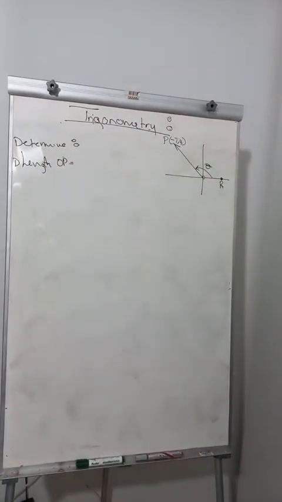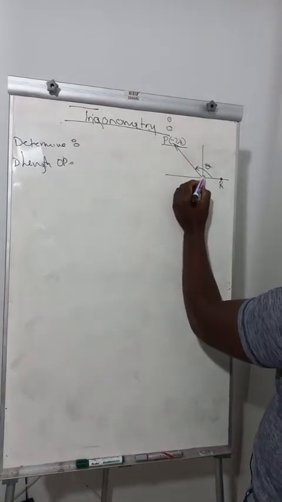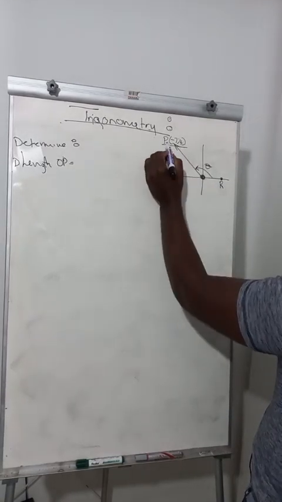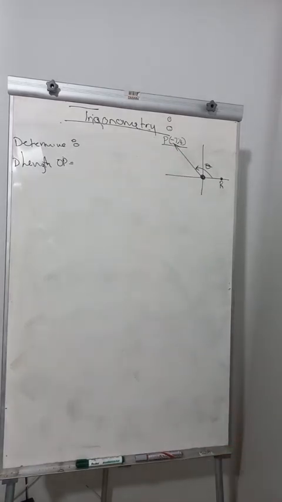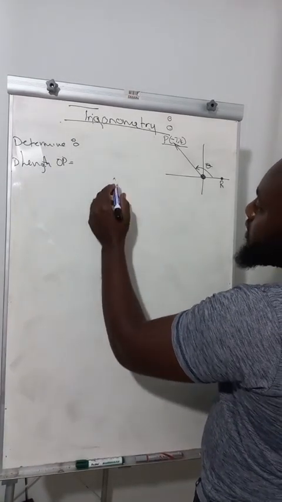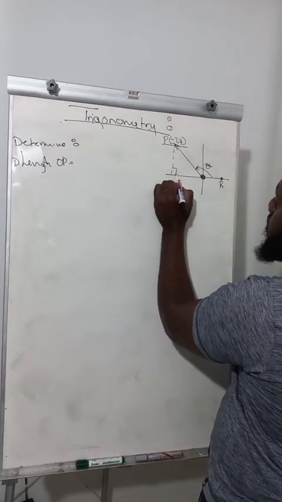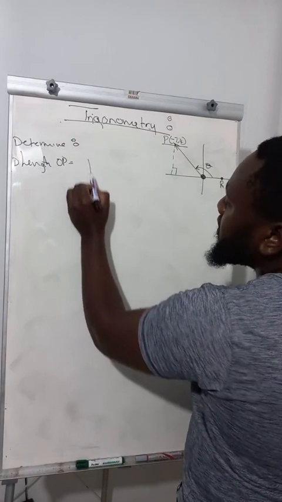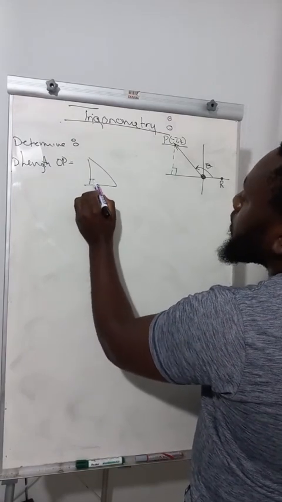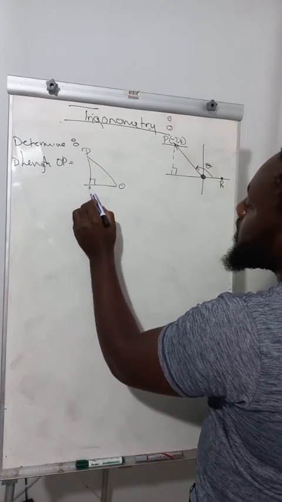So how do you determine the length of OP? Look at what they've given you here. OP is just from the origin up until P, so what they are asking you to determine is your hypotenuse. If I draw this diagram in detail, it will be something like this. This is O here, this is P here. Maybe let me say this is A here.